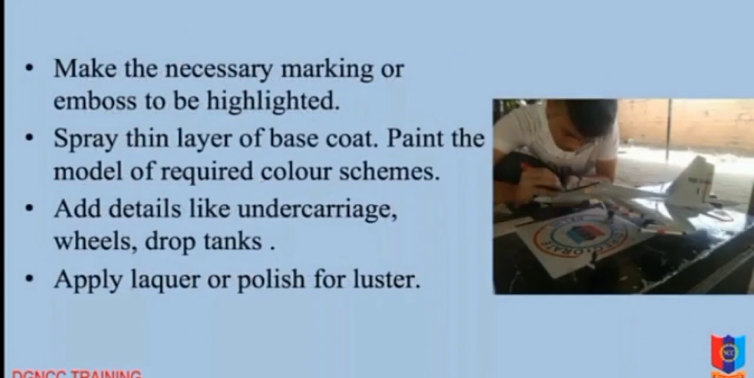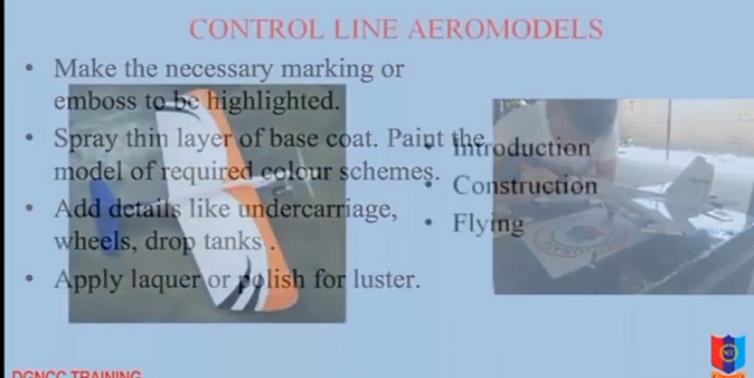Make the necessary marking or emboss to be highlighted. Spray a thin layer of base coat. Paint the model in the required color schemes. Add details like undercarriage, wheels, drop tanks. Apply lacquer or polish for luster.